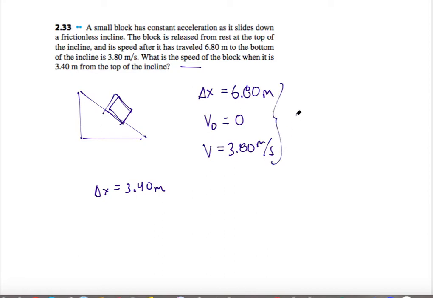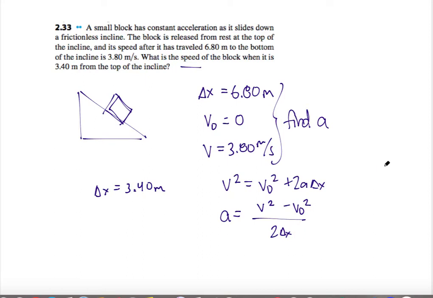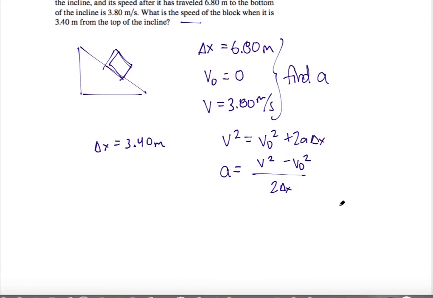So I'm going to use this information to find acceleration, because I can see that there's no time involved, and the only kinematic equation applicable when there's no time is the third, which is v squared equals v naught squared plus 2a delta x. I'm going to rearrange this and solve for acceleration. So acceleration will be v squared minus v naught squared over 2 delta x. Since v naught is 0, that makes this a little easier. So acceleration will be 3.8 squared minus 0, over 2 times 6.0.